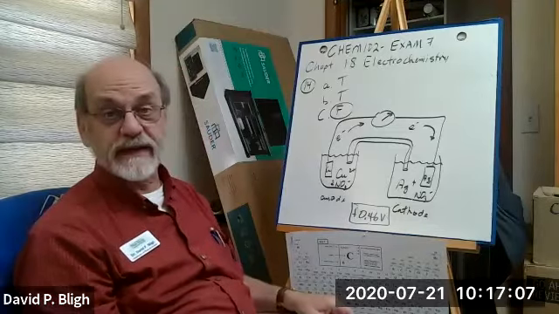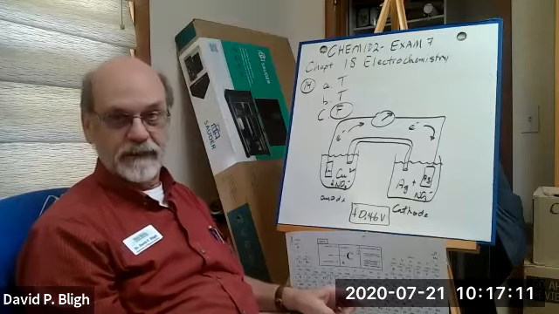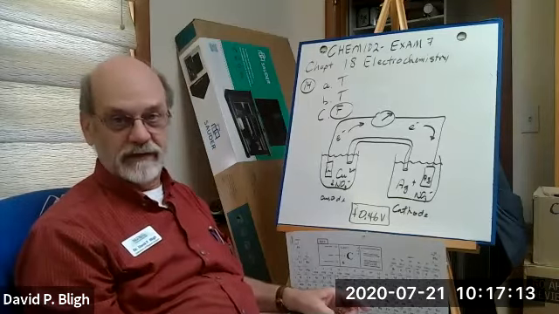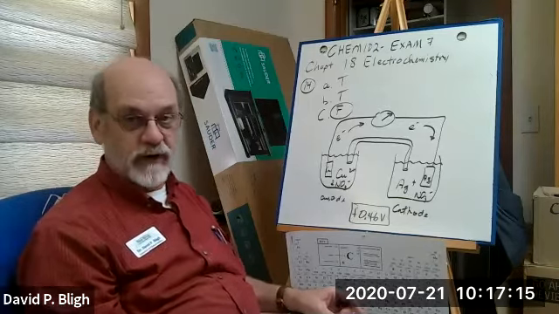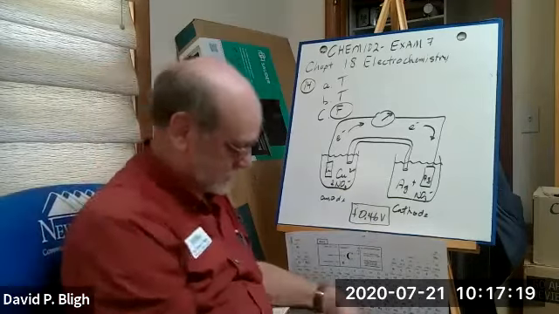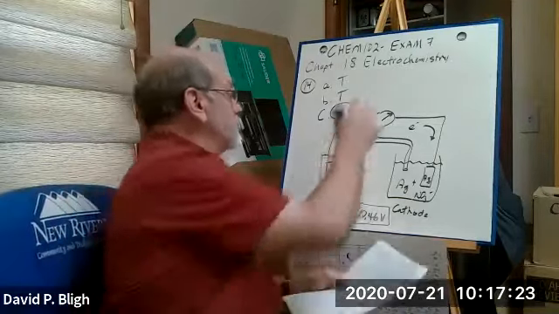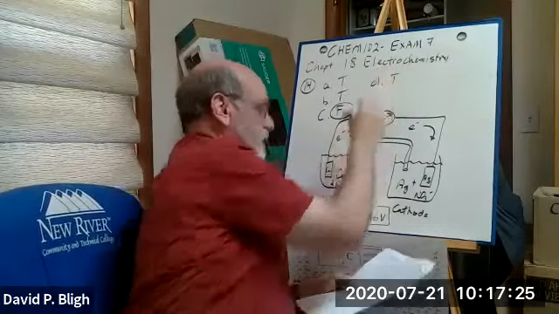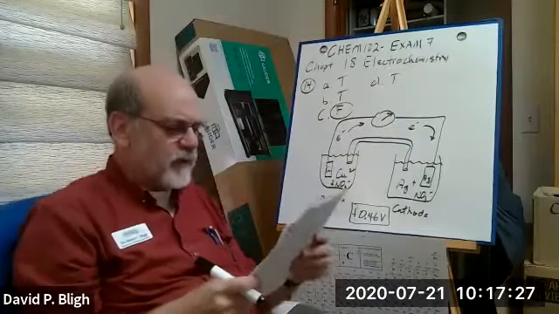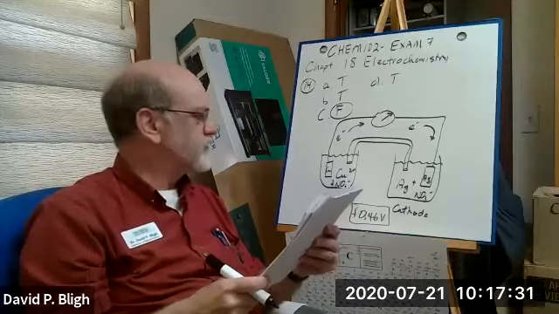And how long will that continue? Till we reach equilibrium. When equilibrium is reached, the battery is dead. Okay, that was D, which is true. And then E, some positive copper ions pass through the salt bridge from the copper half cell to the silver half cell.